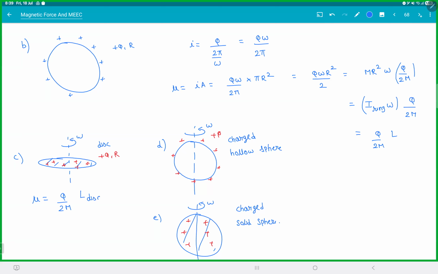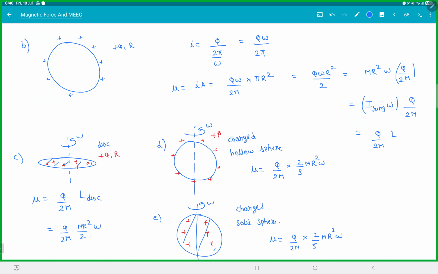is the moment of inertia of a disk? mr square by 2. Q by 2m, mr square by 2 omega. What is mu of the hollow sphere? Q by 2m. What is the moment of inertia of a hollow sphere? There, if you don't know your moment of inertia values, you will be stuck here. 2 by 3 mr square. What is the moment of inertia of a solid sphere? 2 by 5 mr square. There. So as long as you know it is uniform distribution, I can directly take moment of inertia and finish it off.